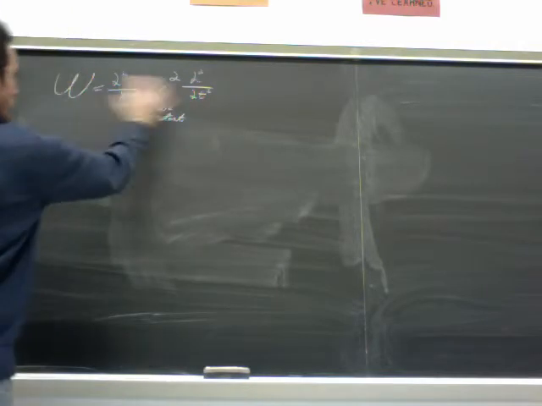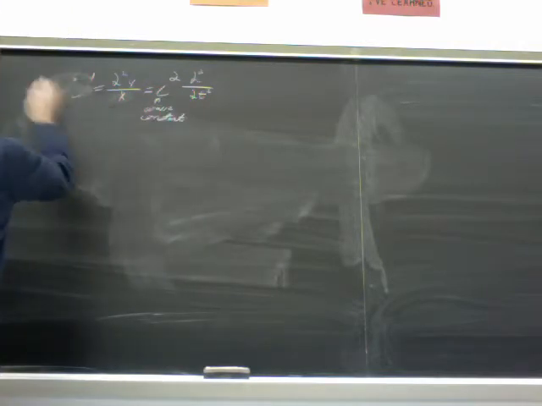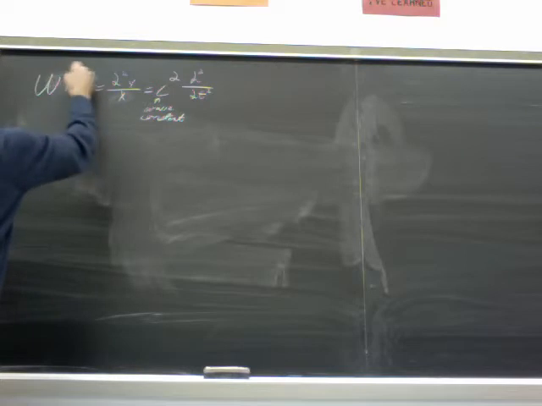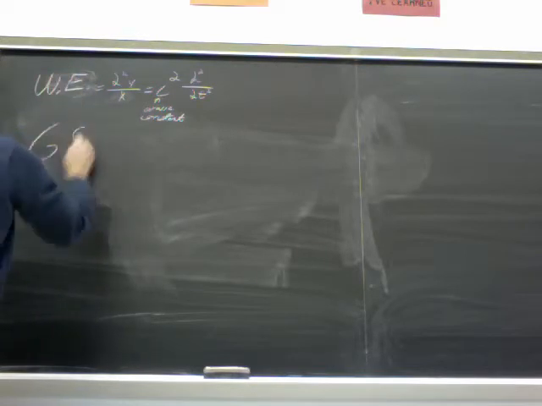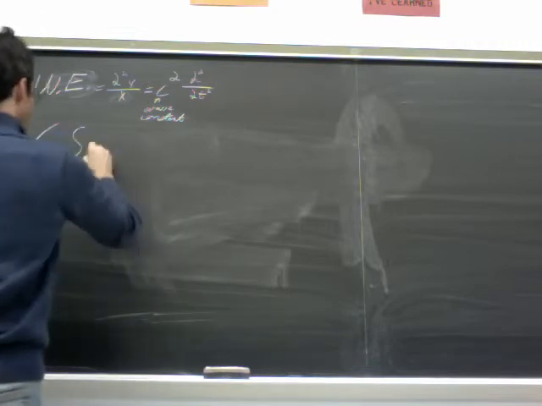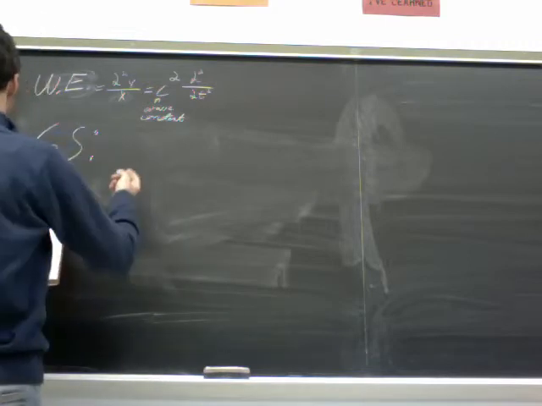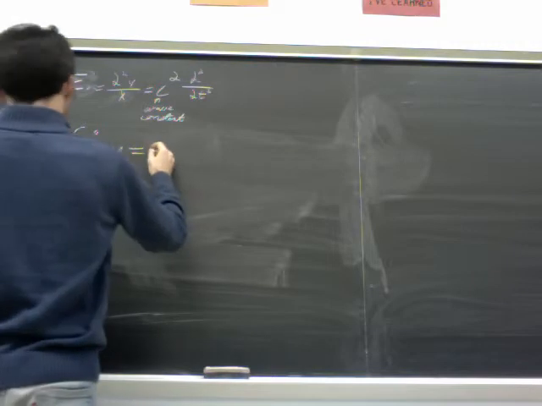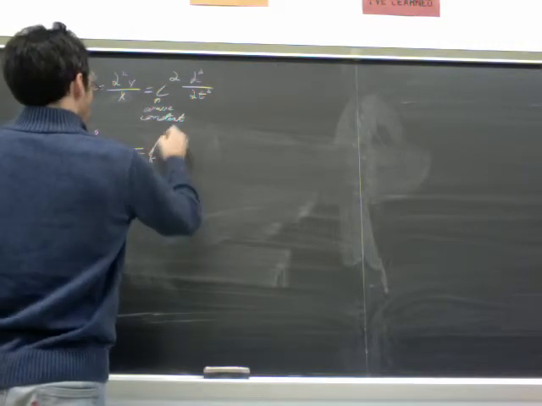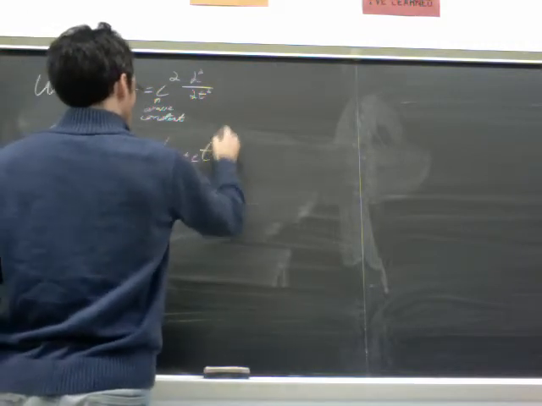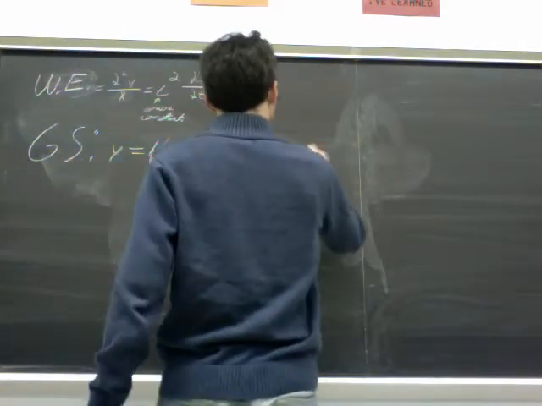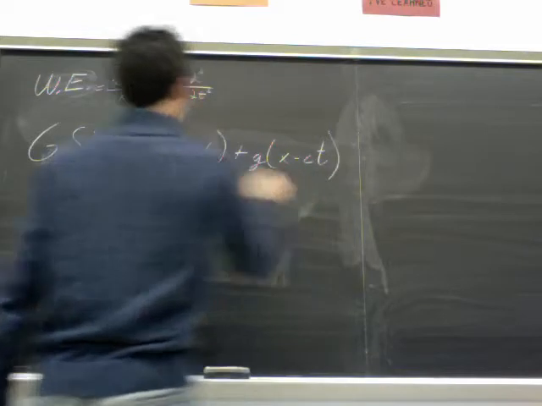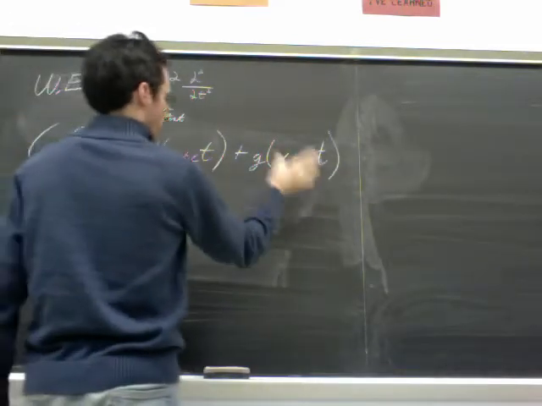Okay, so this is the wave equation, right? Actually, I should put WE, I suppose. Wave equation, right? And its general solution is of the form a linear combination of y equals f of x plus ct, and this is x minus ct. And these are called transport equations, right?